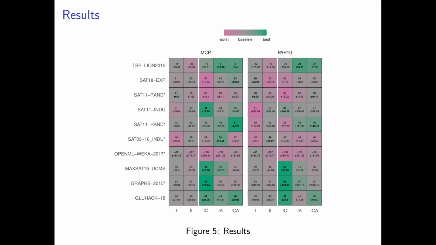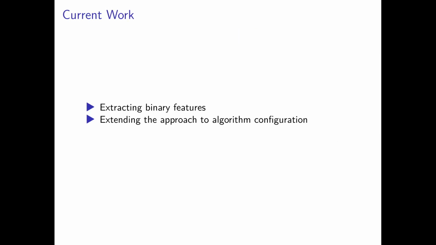What we see here is that when we look at the MCP metric, we're improving in 8 out of 10 scenarios, and when we look at PAR10, we're improving in 6 out of 10 scenarios, with one scenario resulting in a tie. To summarize, we see up to 26% improvement in MCP and up to 71% improvement in PAR10. While this is not everything that we've done so far, we can only include so many results within the presentation. I encourage you to read our paper and to ask questions during the conference.